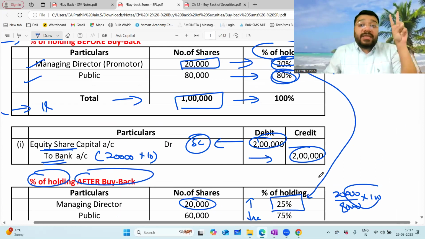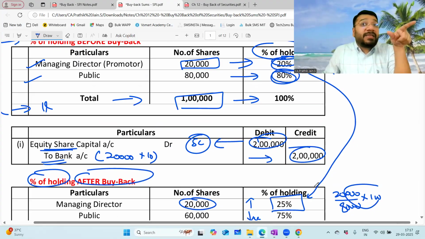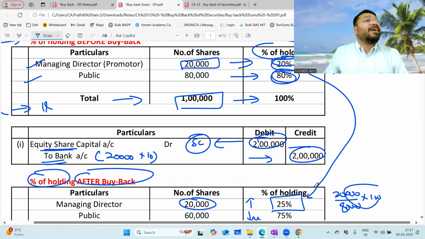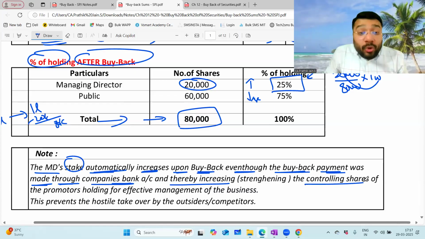There are two ways in which he can increase his share. If he wants to increase his holding, he has to buy from the public. But here, did he make the purchase personally? No. He routed that through the company. So he made the payment go through the company, thereby increasing his shares in the company, increasing his controlling shares of the company, and therefore he can do effective management.